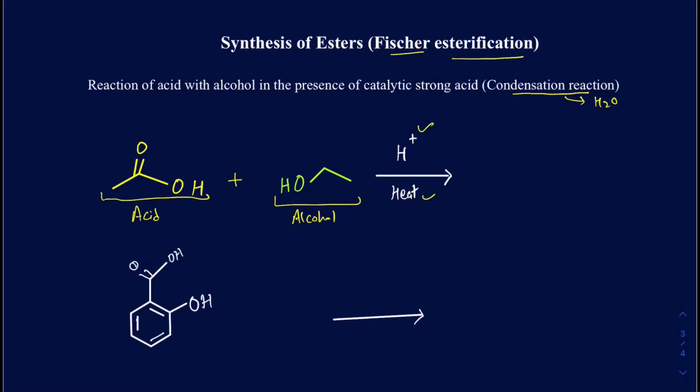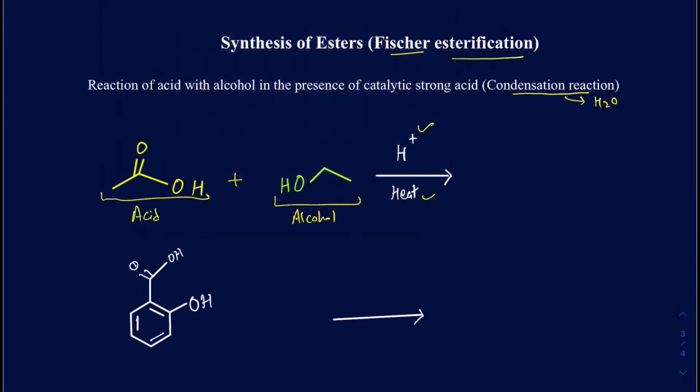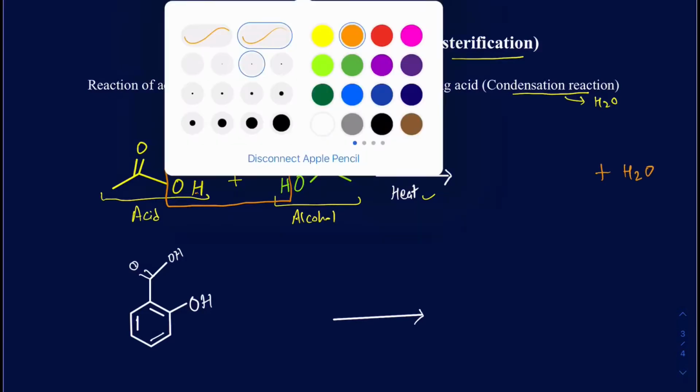Now, the best way to look at how this really works, I can say that you're going to make water, and the water is always going to be made from those atoms. So you're going to get the OH from the acid, and you're going to get the H from the alcohol, and that would make water. And whatever is left behind, you're just going to get those together.